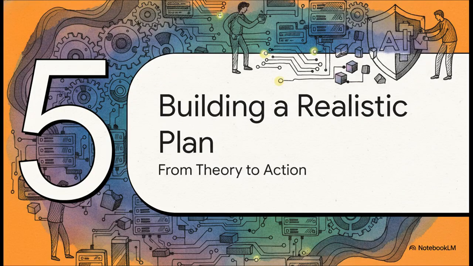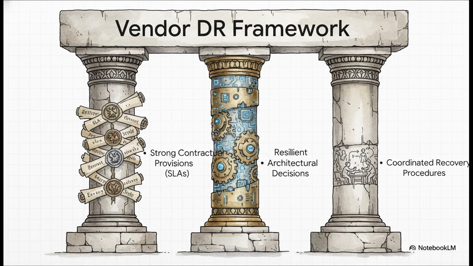Okay, let's pull all these threads together. Let's turn all this theory into a simple, powerful, and most importantly, an actionable plan for managing your third-party risk. Look, if you remember just one thing from all this, make it these three pillars. 1. Know your contracts and SLAs like the back of your hand. 2. Build your own architecture to be resilient. And 3. Create and actually test recovery plans with your partners. That's it. That's how you make sure a vendor's problem doesn't become your catastrophe.